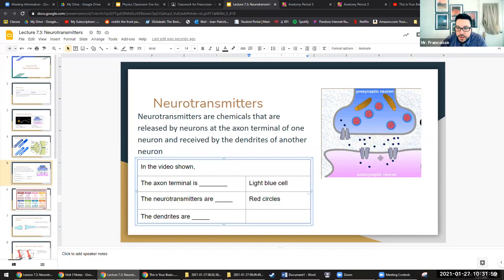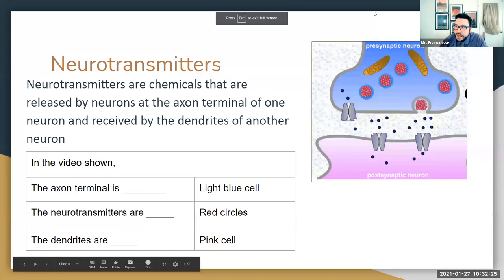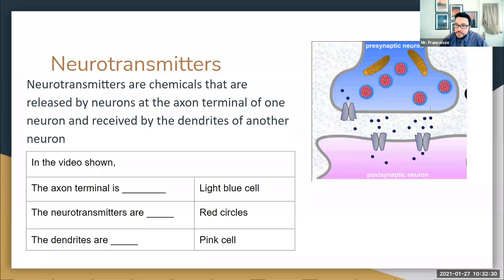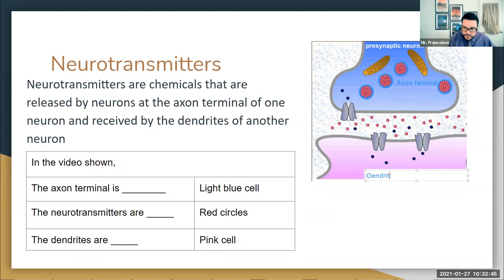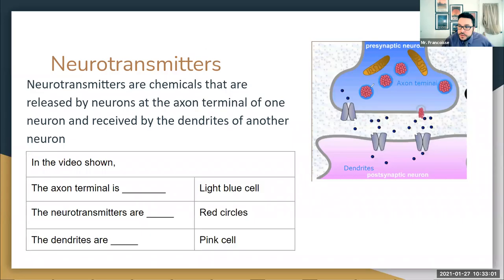Down here, this would be our cell that receives these neurotransmitters. So the dendrites are going to be the pink cell. So in this image here, this is going to be our axon terminal. Is this one here? Our dendrites are going to be below it. And then our neurotransmitters are going to be these ones here.